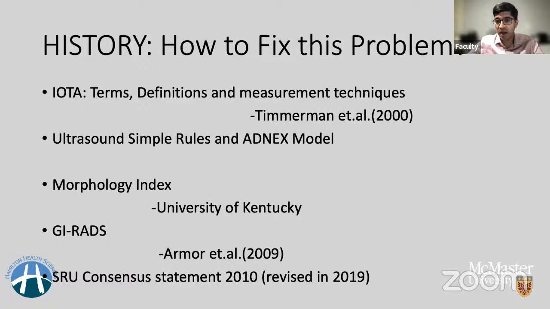Some of the things which you have to consider in this case was that GI-RADS and SRU consensus did not address the issue of inconsistent terms, and they excluded solid masses from their assessment and descriptions. So that technically does not represent the entire gamut of pathologies that you will see on pelvic imaging.